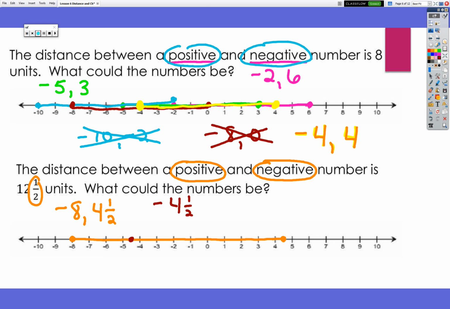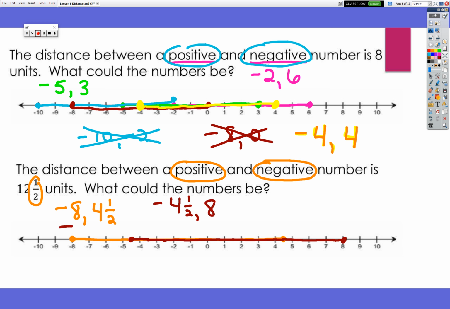So each time I count up, I have to go to the halfway point. That's 1. The next halfway point is 2, 3, 4, 5, 6, 7, 8, 9, 10, 11, 12, and if I go another half, that will get me all the way to 8. So -4.5 and 8.